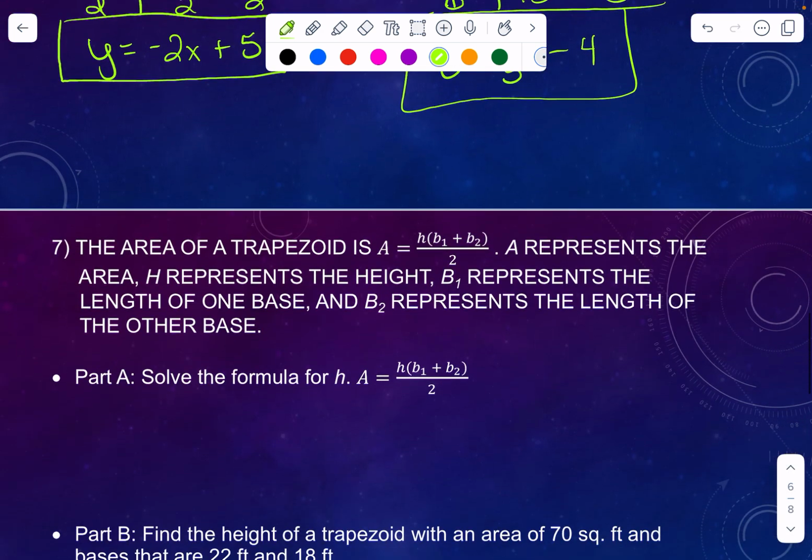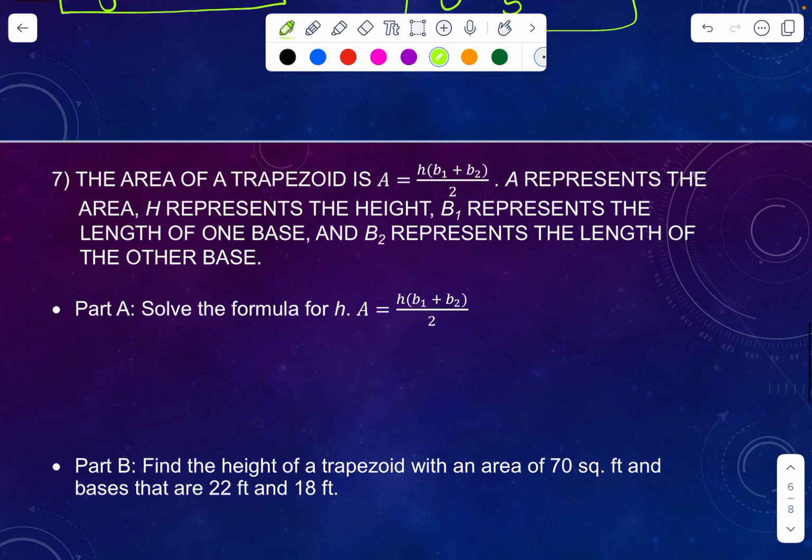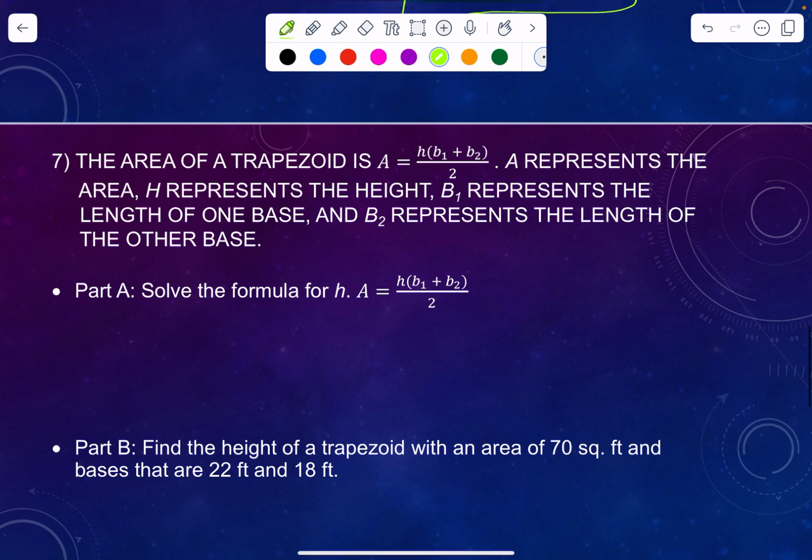But we also have these formulas. So the area of a trapezoid is A equals H times the quantity B1 plus B2, all divided by 2, where A represents the area, H represents the height, B1 represents the length of one base, and B2 represents the length of the other base. Okay? And what it wants us to do is solve it for H.